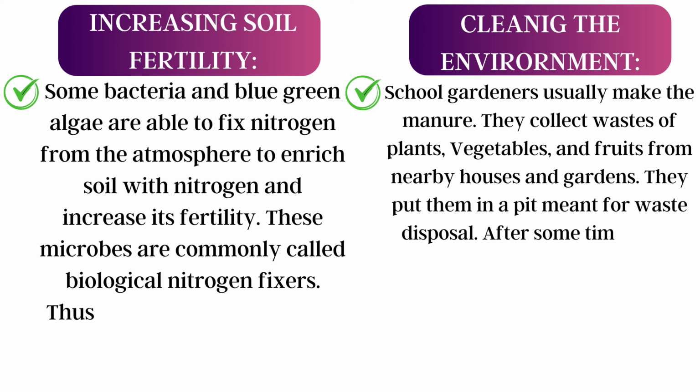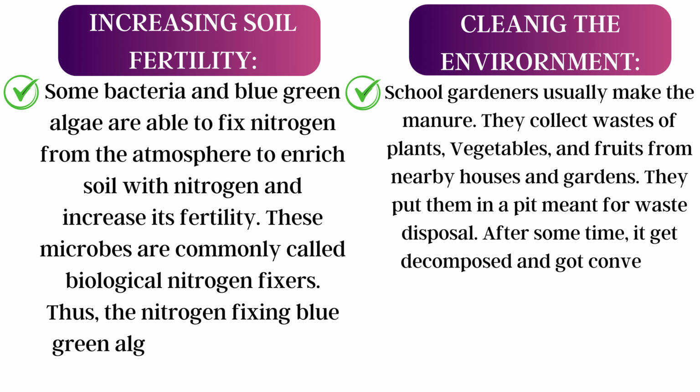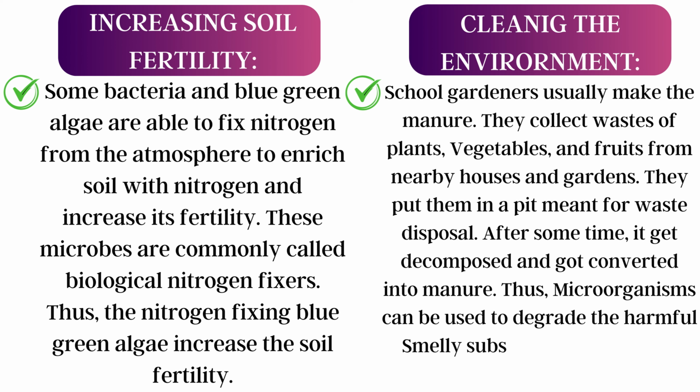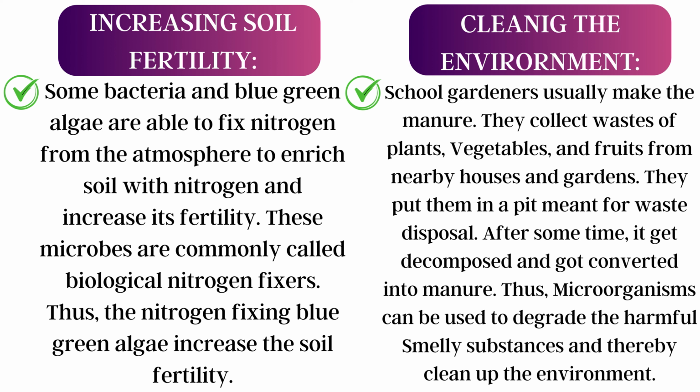Cleaning the environment. School gardeners usually make the manure. They collect waste of the plant, vegetables, and fruits from nearby houses and gardens. They put them in a pit meant for waste disposal. After some time, it gets decomposed and converted into manure. Microorganism can be used to degrade the harmful smelly substance and thereby clean up the environment.